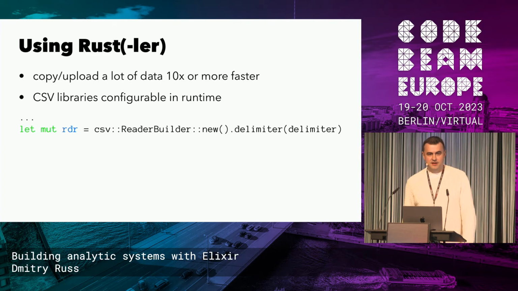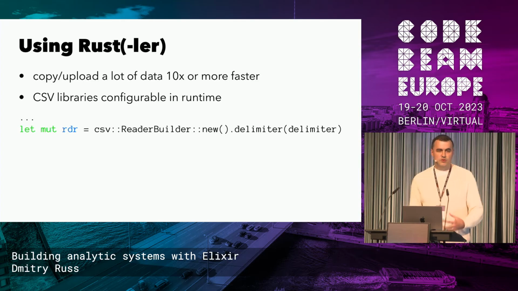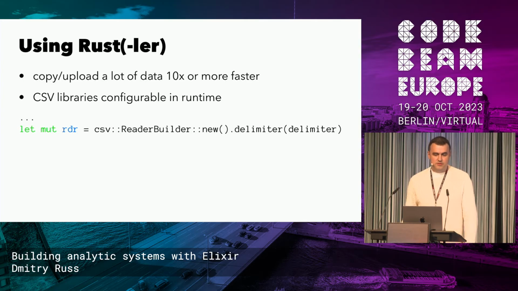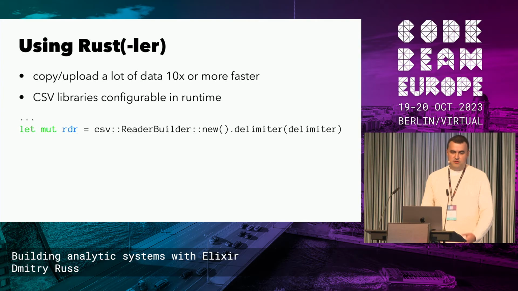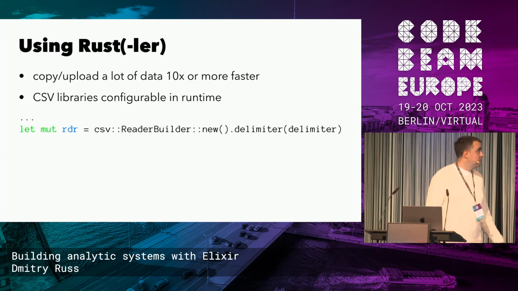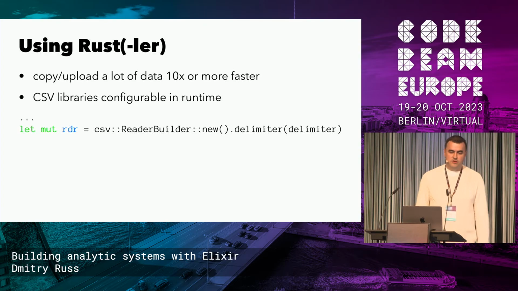Rustler with Elixir. First of all, what Rust gives to Elixir systems: whenever you need to copy, upload, or process a lot of data, it's 10 times or sometimes more faster than what you can get by not using Rust. And CSV libraries are configurable at runtime there. You just take your CSV reader builder and put in any delimiter and a lot of other configurations which you need.